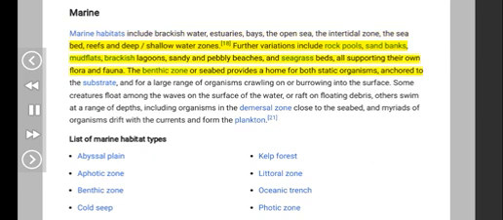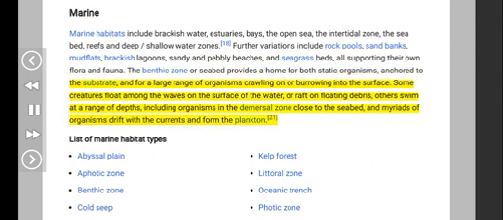Further variations include rock pools, sandbanks, mudflats, brackish lagoons, sandy and pebbly beaches, and seagrass beds, all supporting their own flora and fauna. The benthic zone or seabed provides a home for both static organisms, anchored to the substrate, and for a large range of organisms crawling on or burrowing into the surface. Some creatures float among the waves on the surface of the water, or raft on floating debris, others swim at a range of depths, including organisms in the demersal zone close to the seabed, and myriads of organisms drift with the currents and form the plankton.